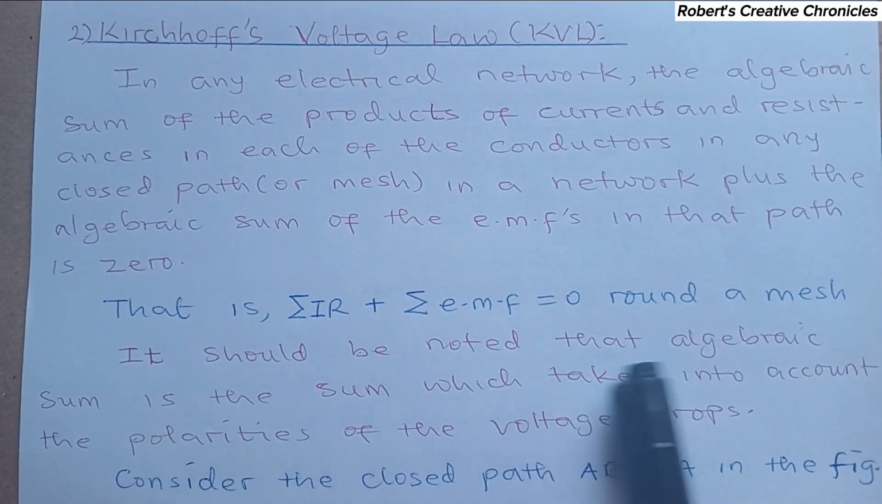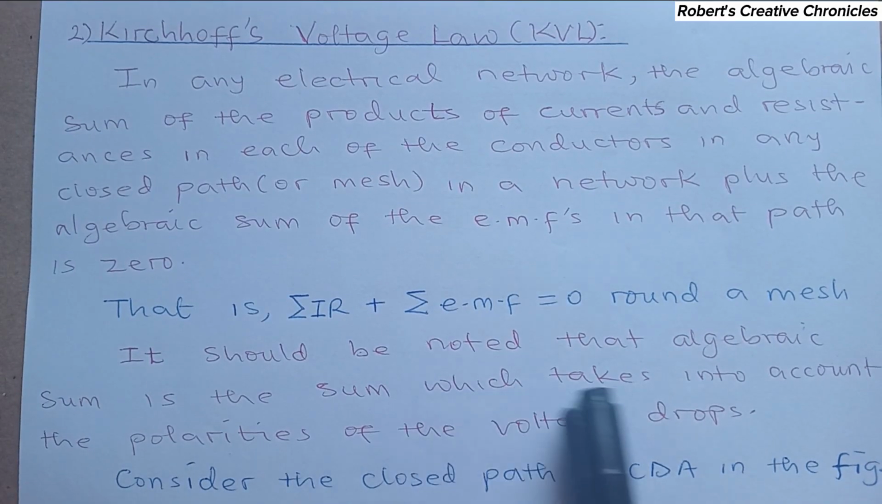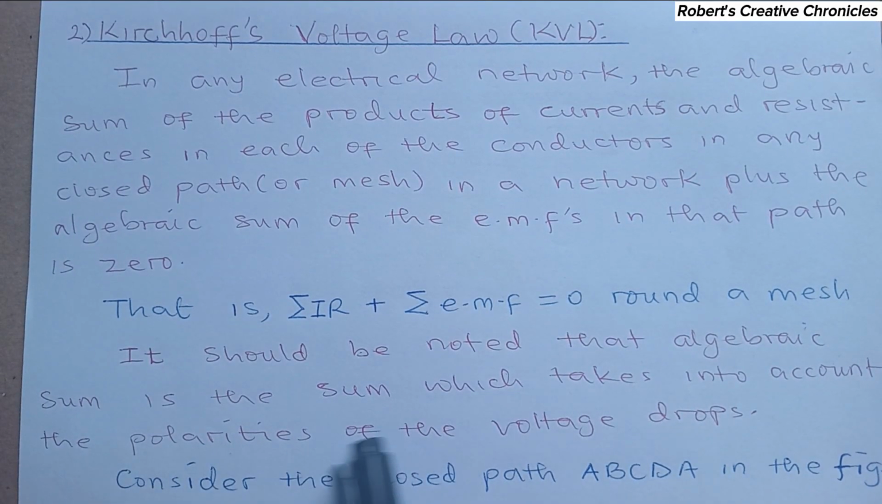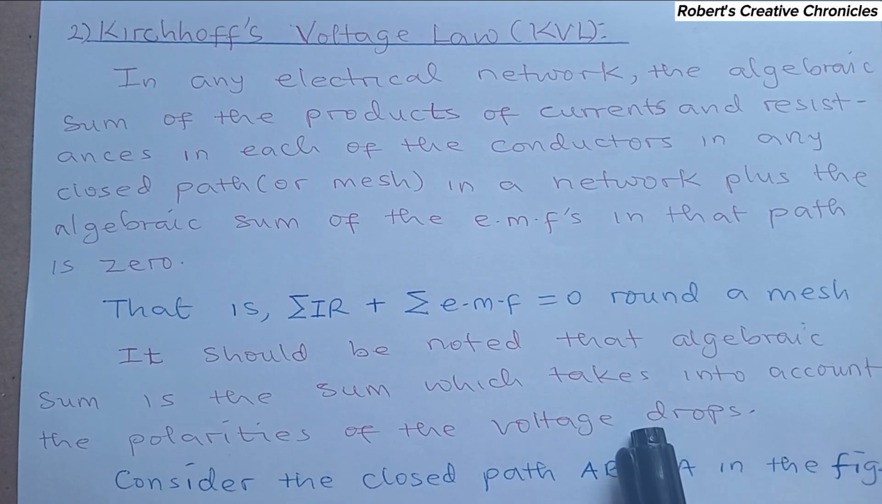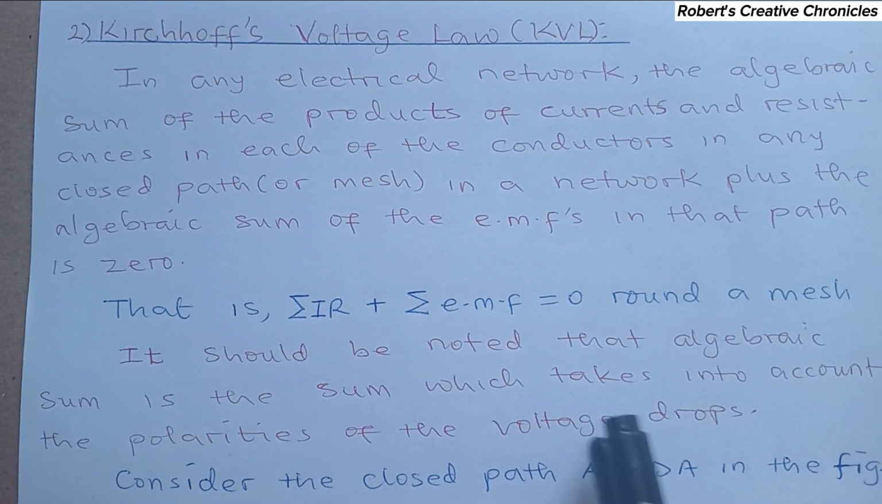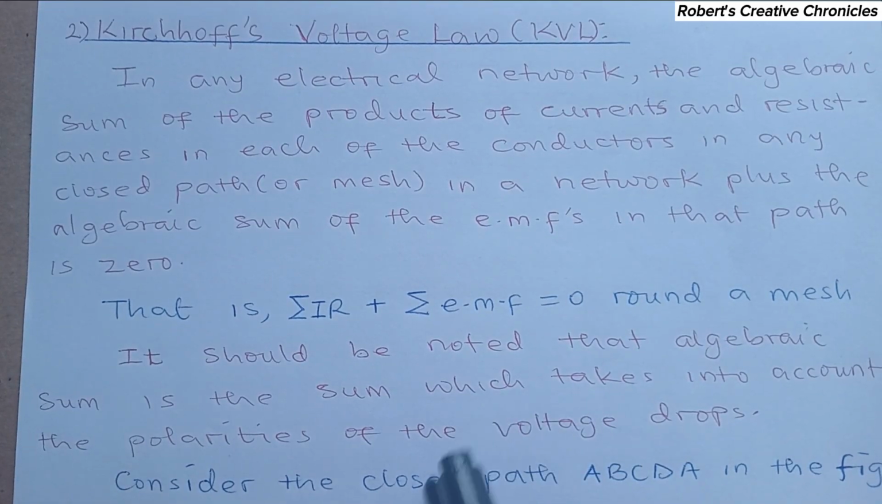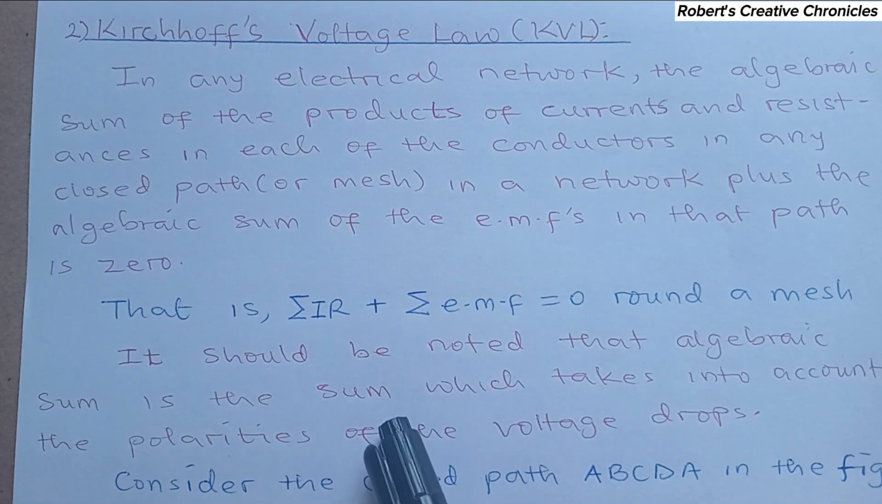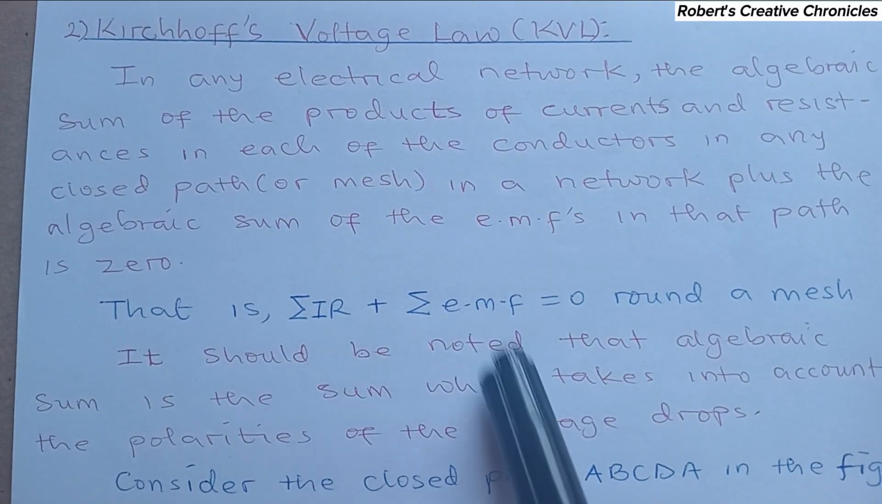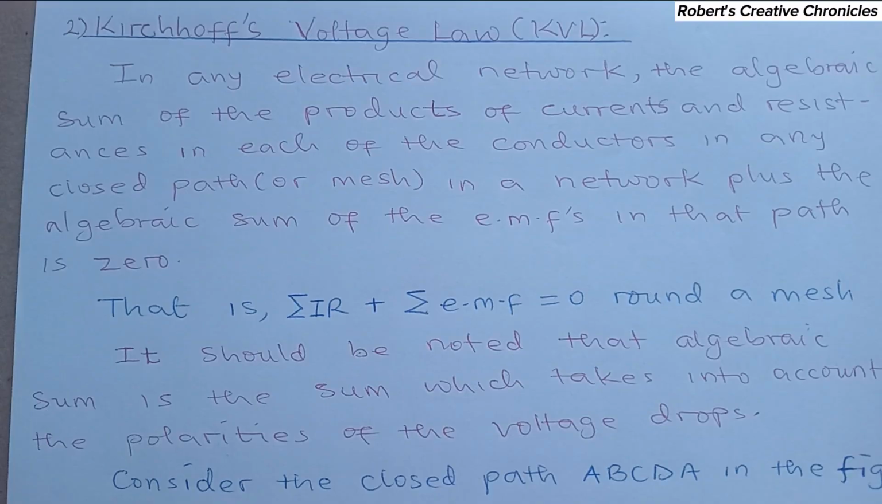It should be noted that algebraic sum is the sum which takes into account the polarities of the voltage drops. So in this algebraic sum, you must put signs. Some will be positive, some will be negative, depending on the voltage drop and the direction of motion around the mesh.